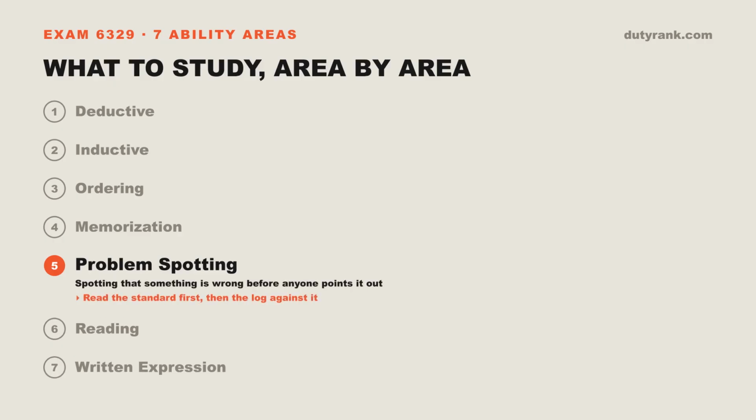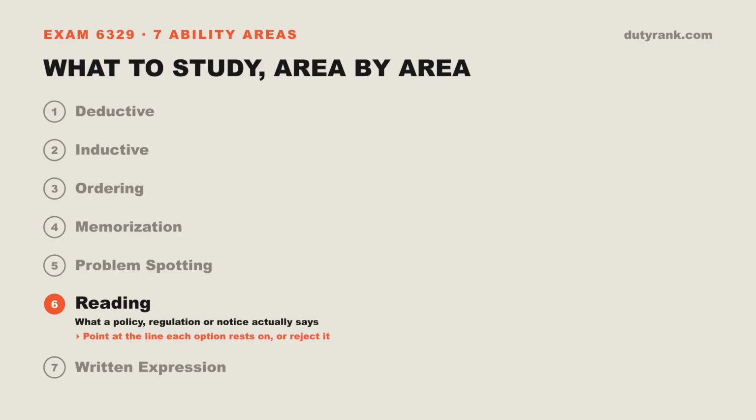Ability Area 5, Problem Sensitivity. You get a standard, how a post is supposed to run, what a procedure requires, and then a log or a description of what actually happened, and you say what is wrong or about to go wrong. You are not asked to fix it. You are asked to see it, and often to name both the whole problem and the part of it that matters most. Read the standard first and hold it while you read the log. People who read the log first end up noticing whatever is most dramatic instead of whatever actually breaches the standard.